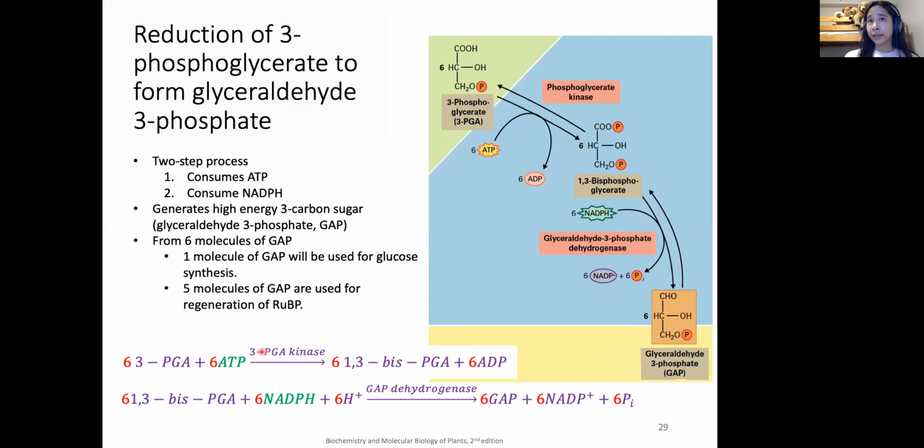From here, you can see that you use more ATP and you use more NADPH, these two came from the light reaction. I forgot to mention, this reaction is catalyzed by the enzyme glyceraldehyde 3-phosphate dehydrogenase.